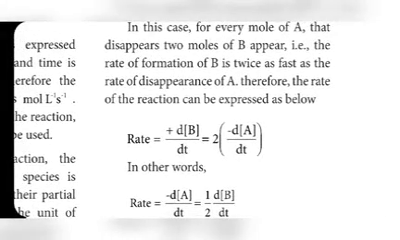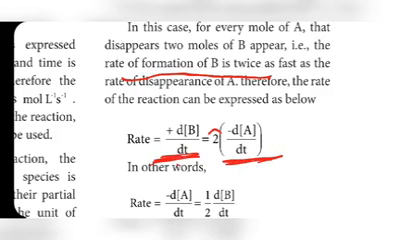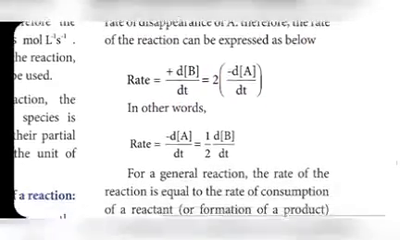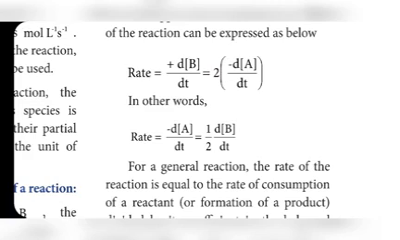The explanation for that, it is given in these lines. The rate of formation of B is twice as fast as rate of disappearance of A. This is rate of disappearance of A. This is rate of appearance of B. Rate of appearance of B is twice that of rate of disappearance of A. So that only given here. In other words, we can tell same rate equation only given.